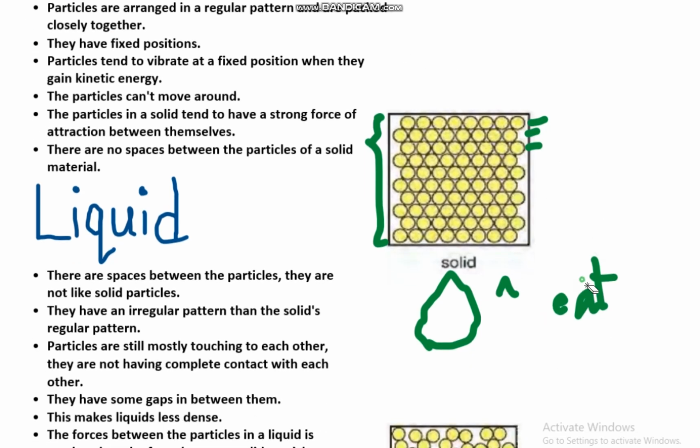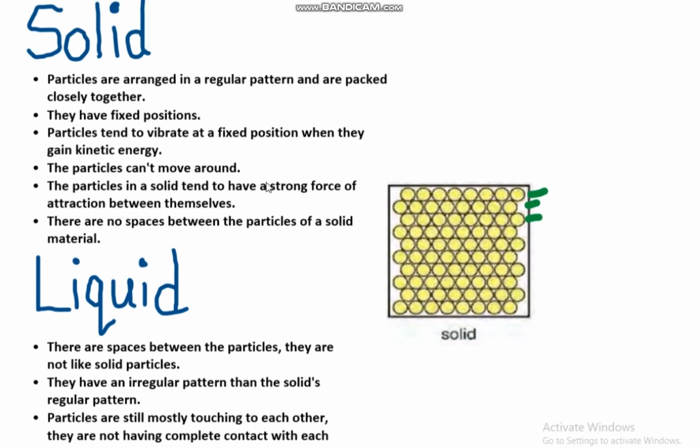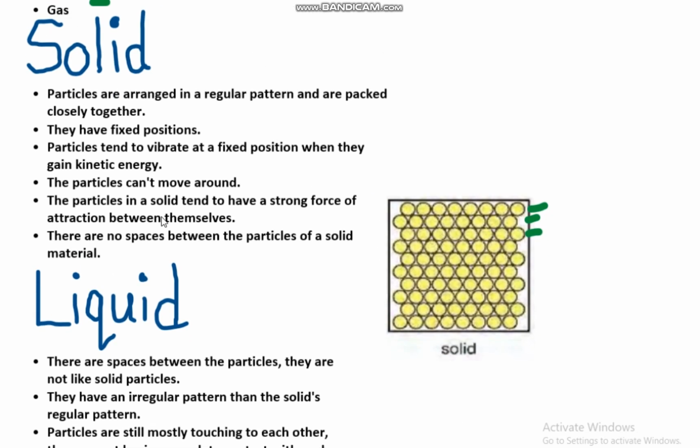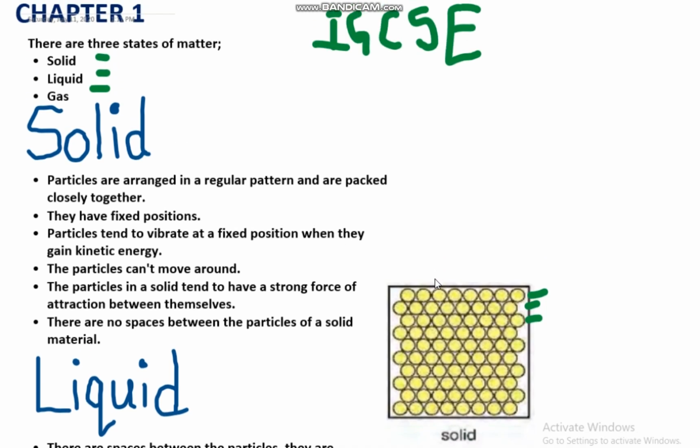And then another point is that particles can't move around. Obviously when they are in a fixed position they can't move around. And the particles in a solid tend to have a strong force of attraction between themselves. The forces of attraction between particles in a solid are very strong, which keeps the solid in a particular, fixed shape.